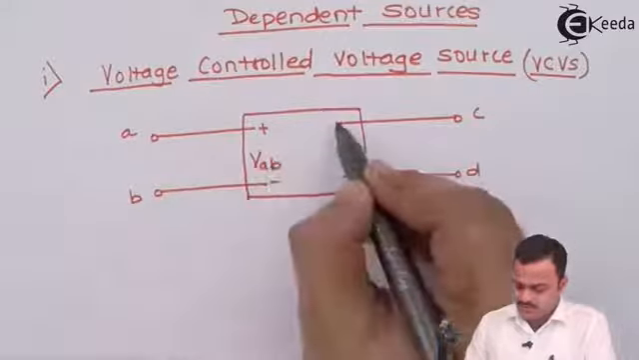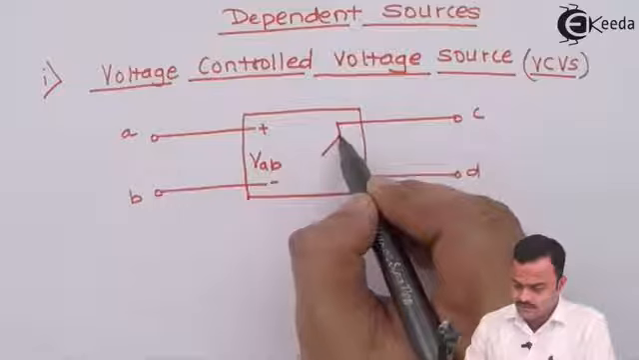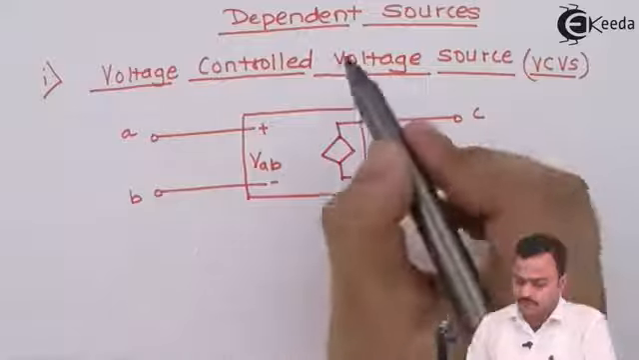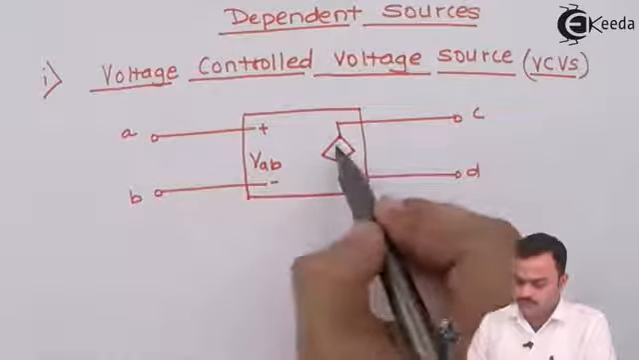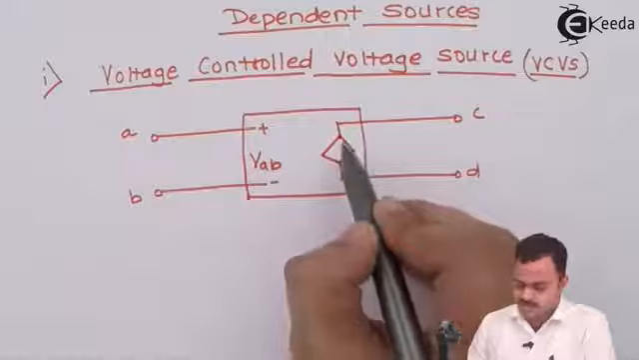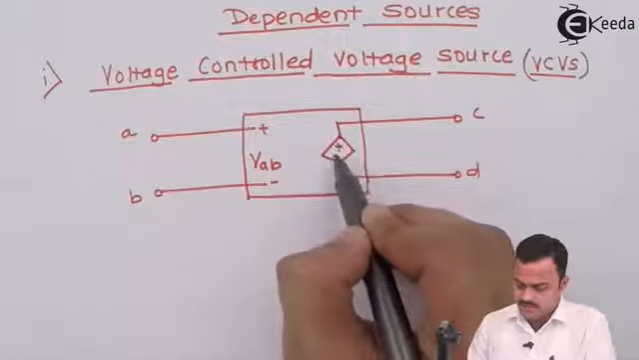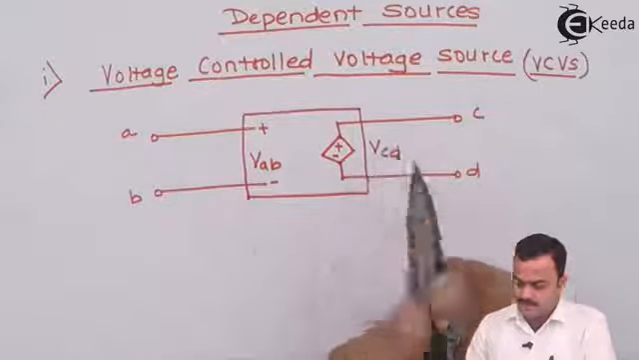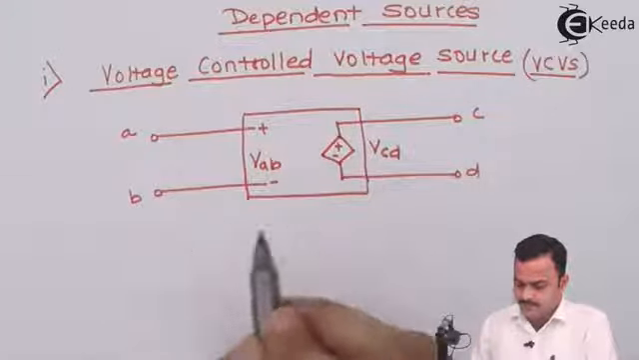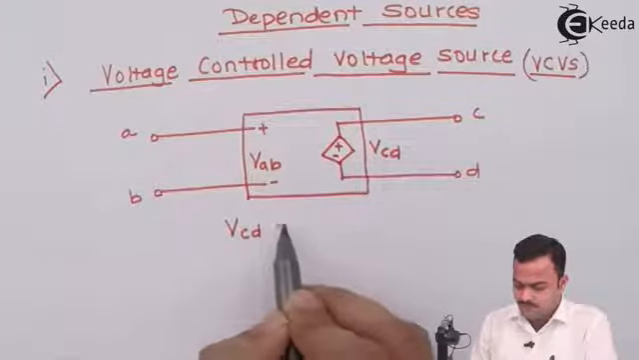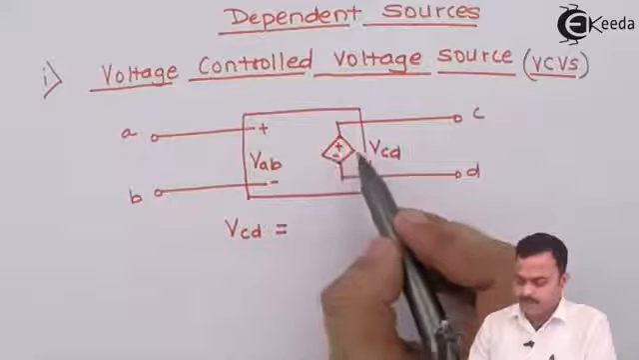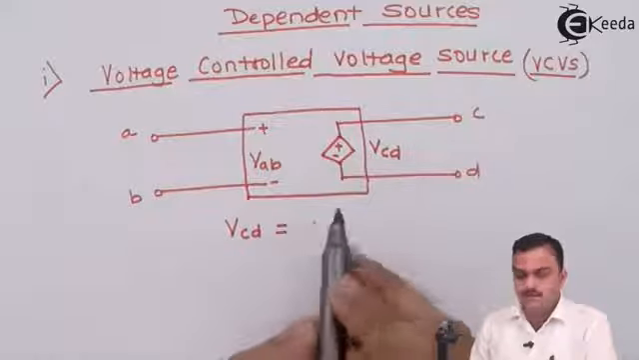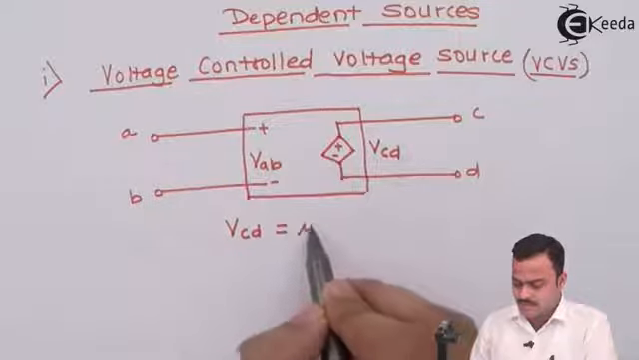Based on this voltage, a voltage is developed over here, and it is shown with a diamond shape like this. So remember, dependent sources are shown by this diamond-like structure. And let's consider this is the voltage developed, which is VCD. So this VCD depends on this voltage. It's a voltage source which depends upon this voltage, and there is a factor. We call that factor mu.